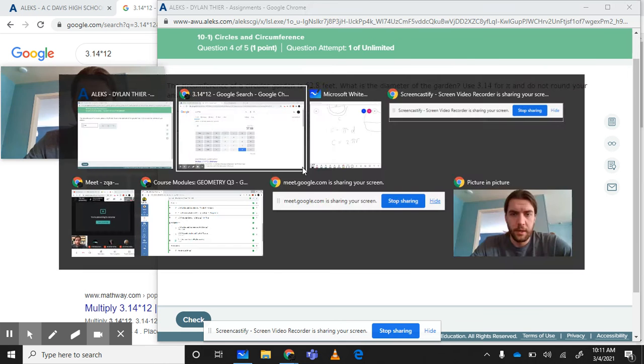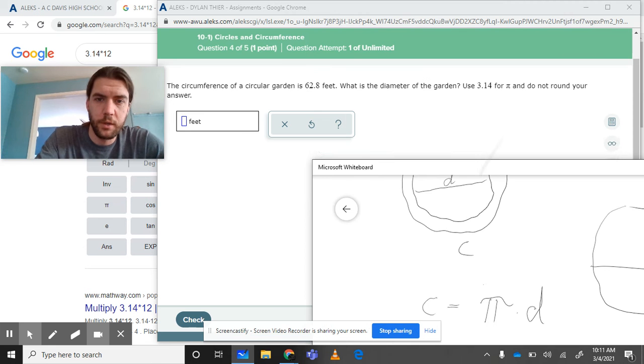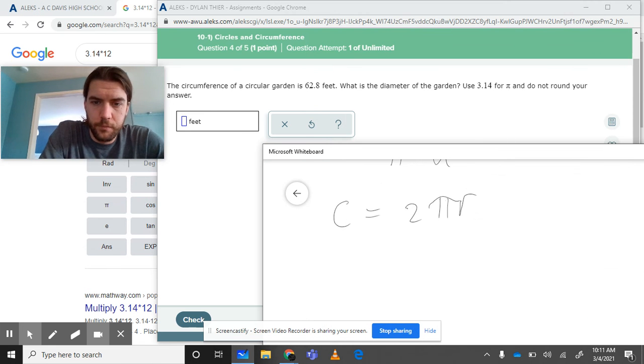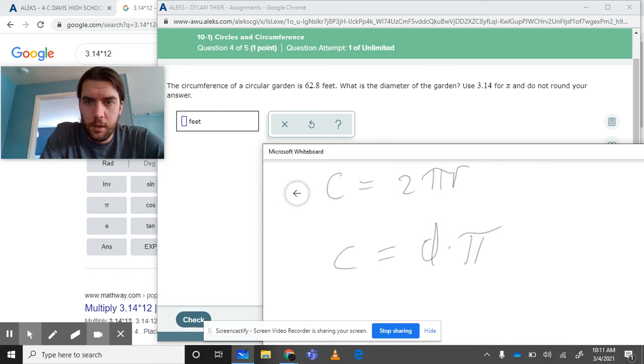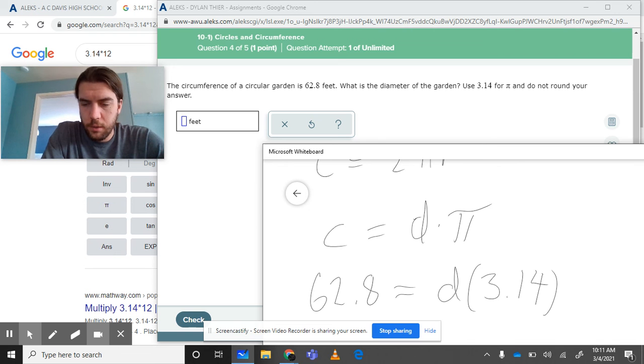Okay, this one's kind of heading in the opposite direction. So this one, they're giving us our circumference. They're saying we know our circumference to be 62.8 feet. So if the circumference equals the diameter multiplied by pi, multiplied by 3.14, and we know the circumference is 62.8, they want us to use 3.14 again.